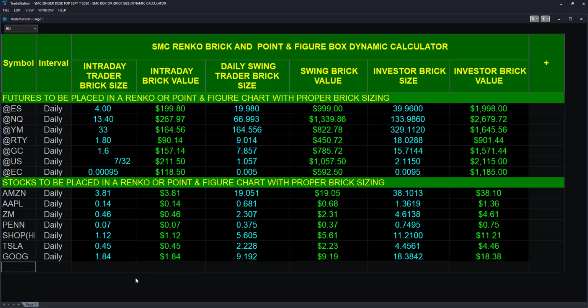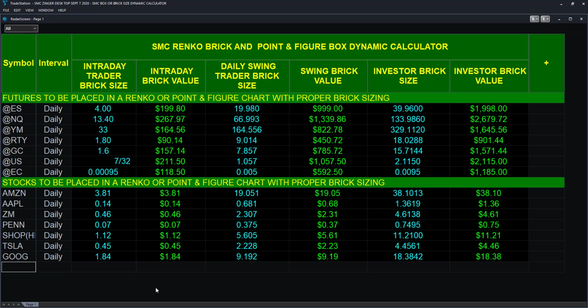Now you can certainly try to modify this around the edges, and you can certainly plug in your strategy and do a little optimization around there. But this brick size is based upon two important considerations. It's based upon the size of the index or the price of the share. If a share is trading like Amazon at 3,000, it's going to be much different than, let's say, Zoom trading at 400 or Penn trading at less than 100. It's going to naturally be different.